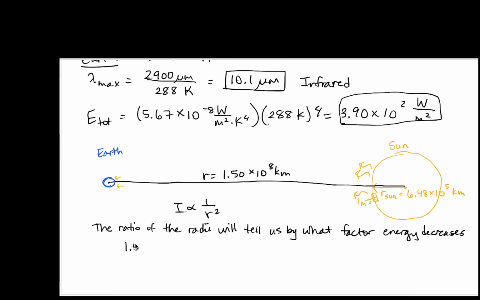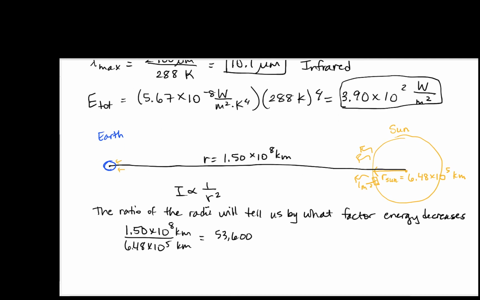So 1.5 times 10 to the 8th divided by 6.48 times 10 to the 5th kilometers is a factor of 53,600. Okay, so this is the factor of that ratio, except I forgot to put the squared in here. Okay, now that works a lot better than it did before.